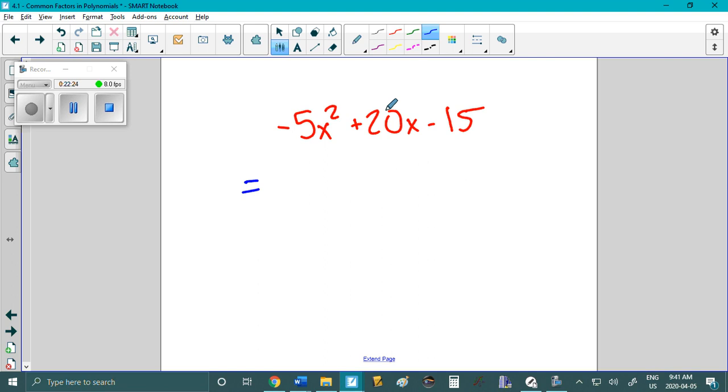So every term is divisible by 5, but because there's a negative on the first term, and notice that we go x squared, then x, then no x's. That's the way we order things, just like our standard form quadratics, ax squared plus bx plus c. So because there's a negative on the first term, I'm going to take a negative 5 out and not just the negative. And if I do that, I get x squared. And now I do 20x divided by negative 5 will be negative 4x. And now I do negative 15 divided by negative 5, which is positive 3.